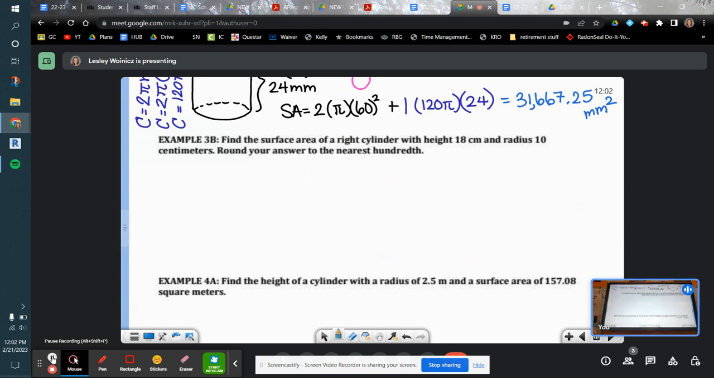Okay, so here we have to find the surface area of a right cylinder with a height of 18 centimeters and a radius of 10 centimeters. So let's draw our picture.